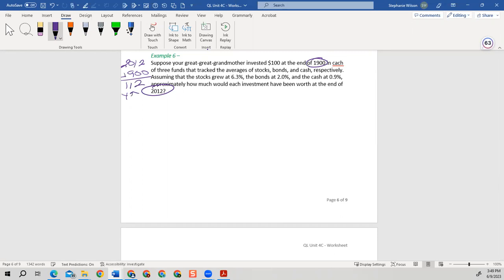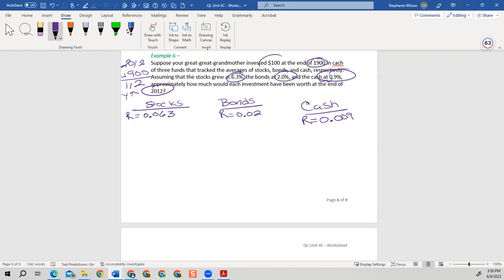Now, if you need to, I would list this. We got stocks, and my rate here is 6.3%. I'm going to write it in decimal. We got bonds. That rate there is 0.02, which is 2%. And we got cash, which is a rate of 0.009. All right. So now let's solve.